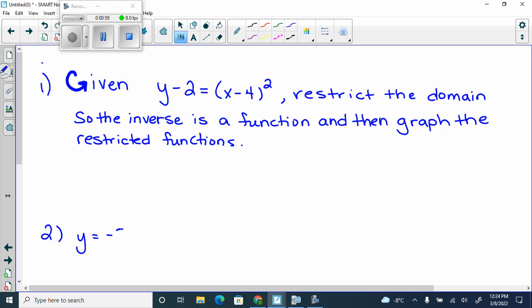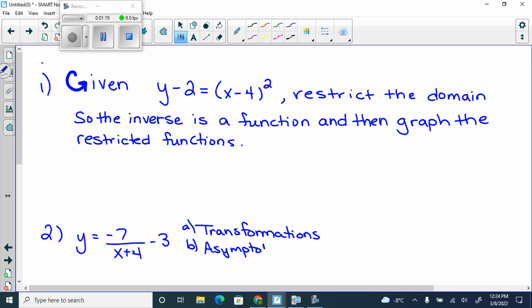Number two, y equals negative 7, x plus 4 minus 3. I want the transformations, asymptotes, domain and range. You want us to graph the inverse too? Yeah, but the restricted one, the restricted original, and then obviously the inverse from that restricted original. It's not going to have two arms. Okay? Why don't you do 1 and 2?